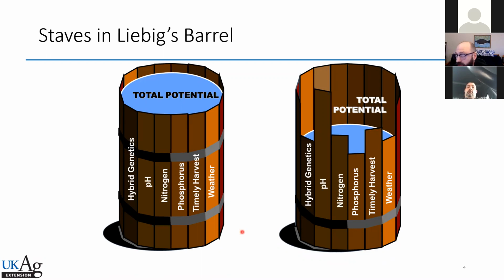But it was actually Carl Sprengel who developed that law of the minimum and Liebig's barrel and published it first, but Liebig got credit for it. It says that the essential nutrient that's available in the smallest quantity is what's going to limit production. It's like a barrel with staves. If one of these staves is low, like phosphorus, it doesn't matter how much nitrogen I add, phosphorus will limit my yield potential. It's basically a way of saying everything that's essential, I need to have right.